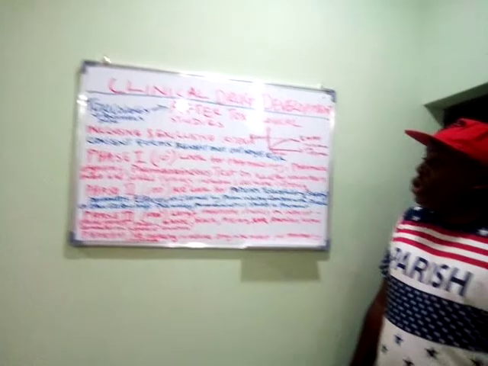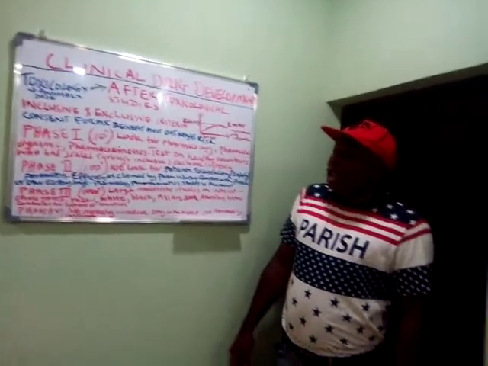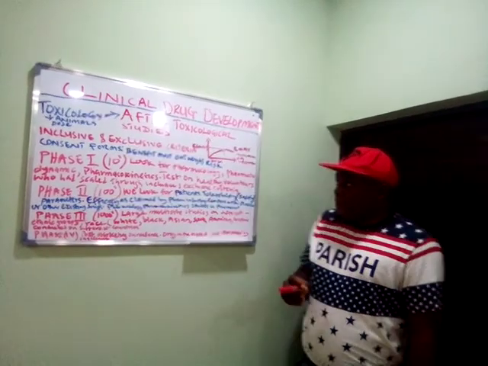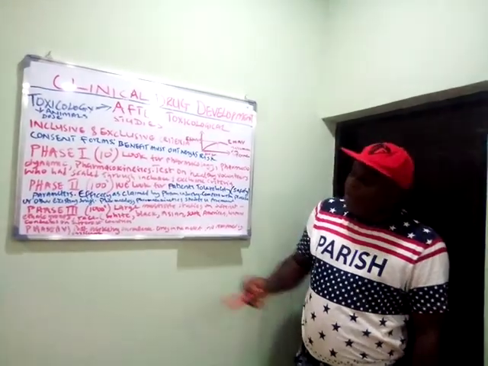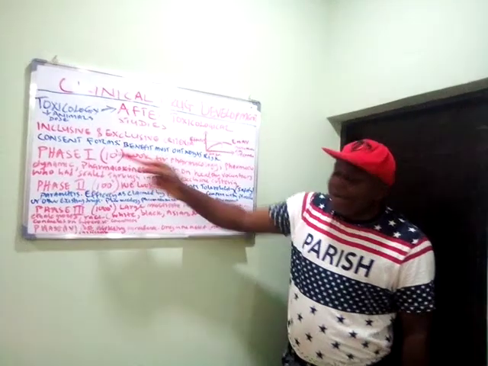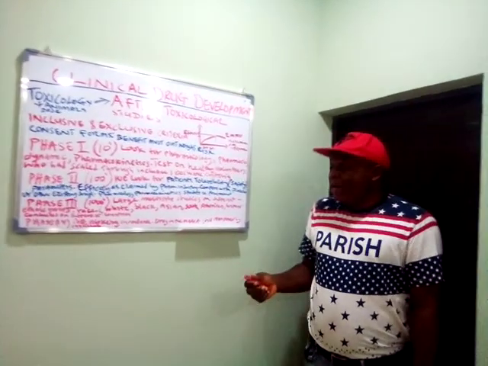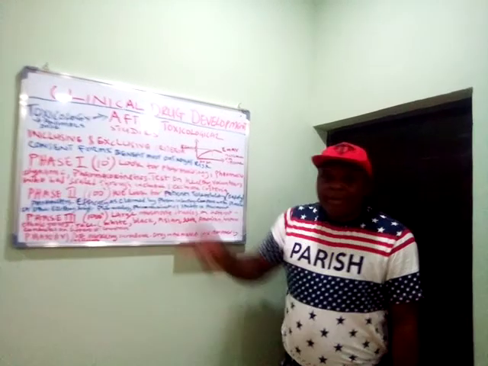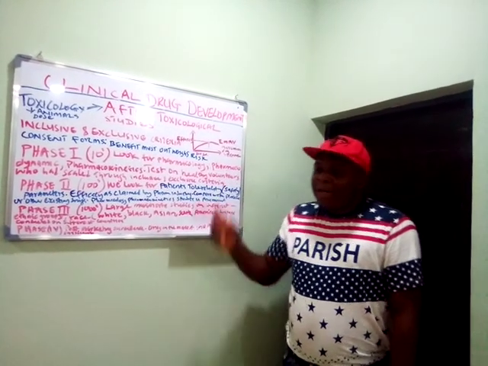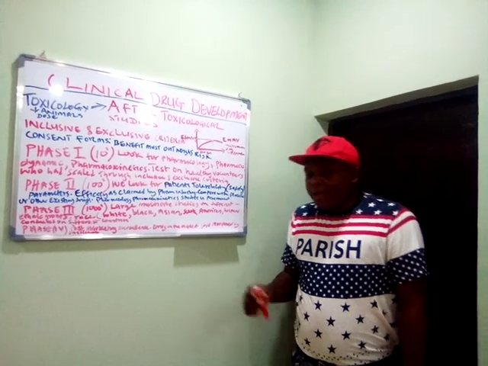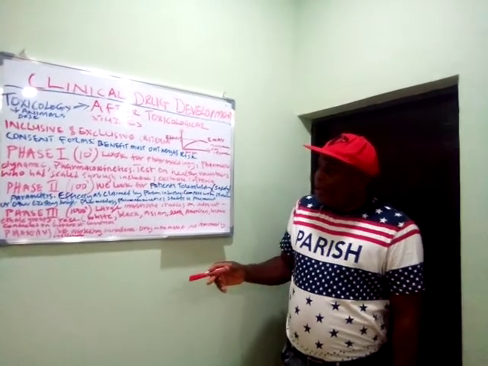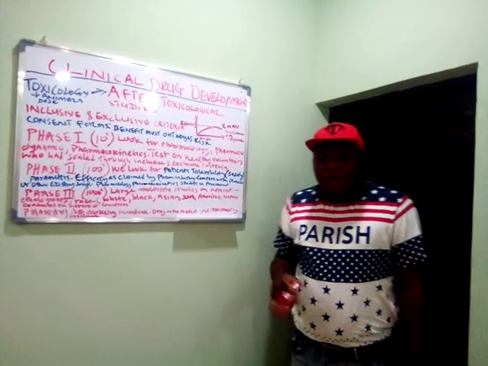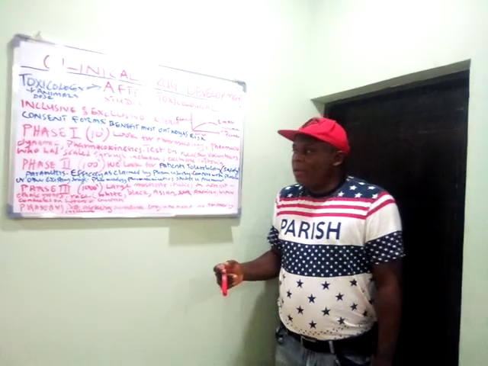I'm going to continue from where I started in the topic clinical drug development. The phase 1 clinical trial involves 10 to about 90 healthy volunteers used for this stage of the clinical drug development.